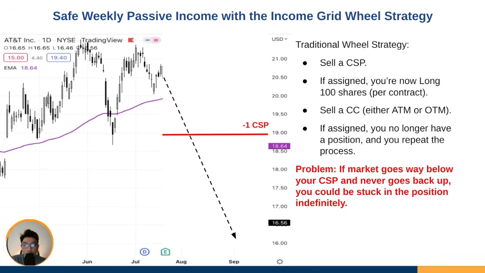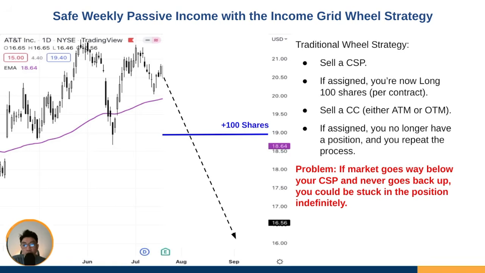Now, there is one problem with the traditional wheel strategy, and this is something that quite a number of people have experienced, and I'm pretty sure you have experienced it if you have been doing the wheel strategy somewhere around 2022. If you did it somewhere around 2022, where the market started to go down again and was pretty much in a bear market, what happens is that you'll be stuck with this position down here. So you may have sold a cash secured put and then the market just keeps going down. If the market goes way below your cash secured put and never goes back up, then you could be stuck in the position indefinitely, which is what many people found themselves in.